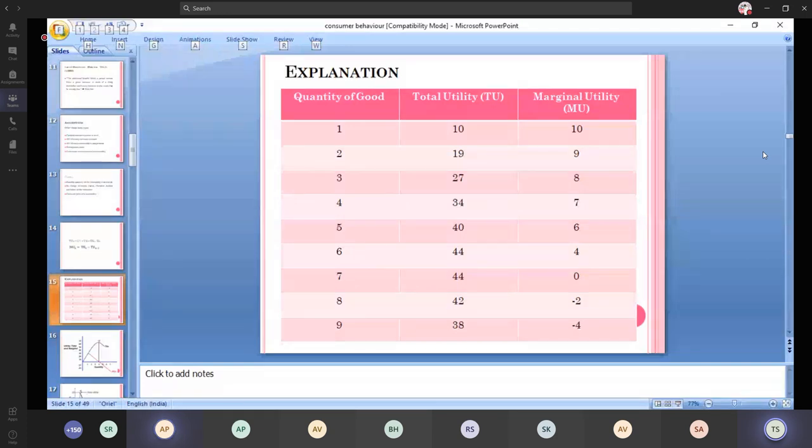In our example, while the consumer goes for the second unit, he receives 19 utils of satisfaction. That is 10 utils from the first unit and 9 utils from the second unit. So the second unit's 9 utils of satisfaction alone is considered as the marginal utility. That is, if the consumer buys only 2 units, the last unit satisfaction, that is the second unit satisfaction, is called the marginal utility. So 10 plus 9, the 9 alone is called the marginal utility for the 2 units which the consumer buys. Is it clear, guys?